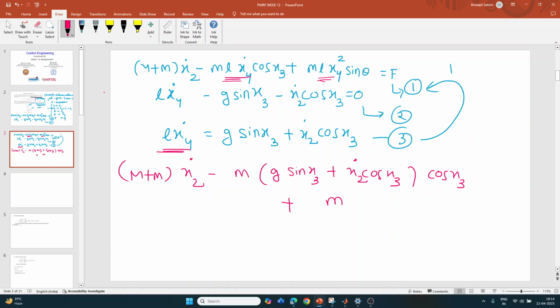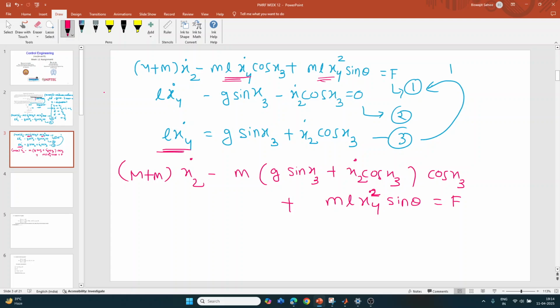Then m L x4 dot, this is x4 square. Okay, x4 square. Then sin theta equal to f.